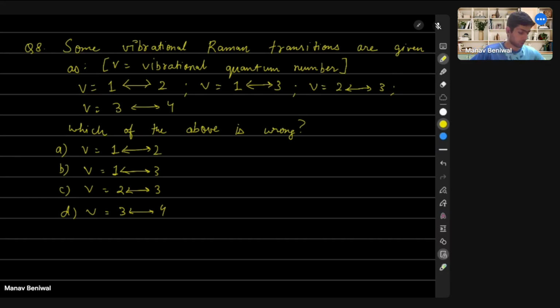Okay, question number 8. And what is it asking? This is asking about vibrational Raman transitions. V is the vibrational quantum number, and here we are given some transitions. So the vibrational quantum number is changing between 1 and 2, 1 and 3, 2 and 3, or 3 and 4. Now the question is asking which one of these is actually wrong.